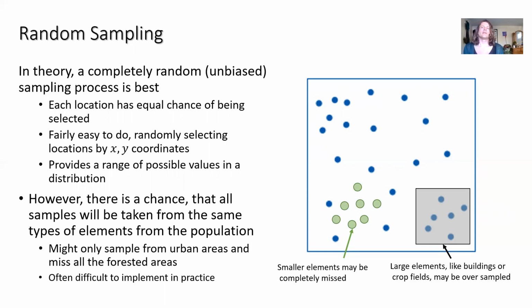And with random samples, you might end up by chance oversampling large elements like a building or a crop field. So these are homogeneous areas where you don't need a lot of samples to describe what they are. Or you might completely miss smaller elements. So for instance, maybe there's some certain tree species in an area that you need to get samples from. If you rely on a random sample, maybe you'll miss all of those trees, and then you won't include that in your abstraction of reality.